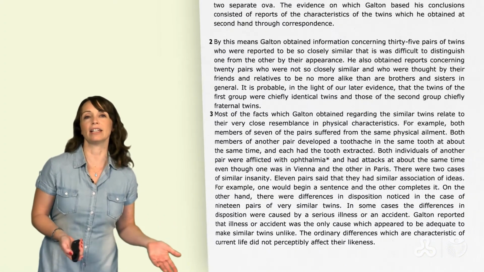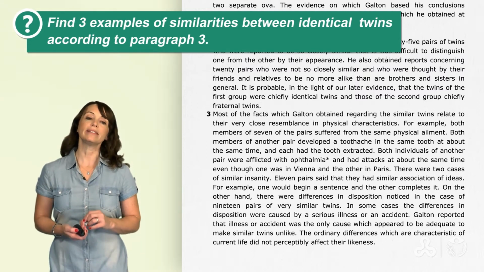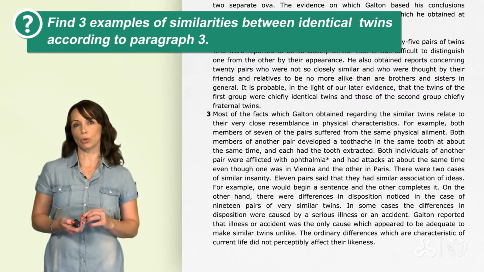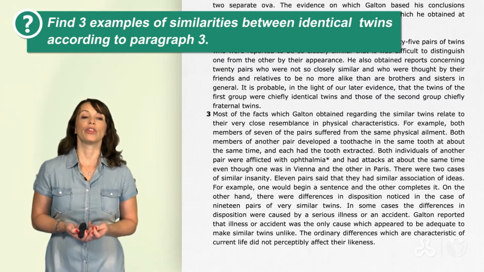Okay, so that was complicated, but I hope that you succeeded in following the main issues on why we study twins. So now let's continue reading our text and look at the following question. Find 3 examples of similarities between identical twins according to paragraph 3.